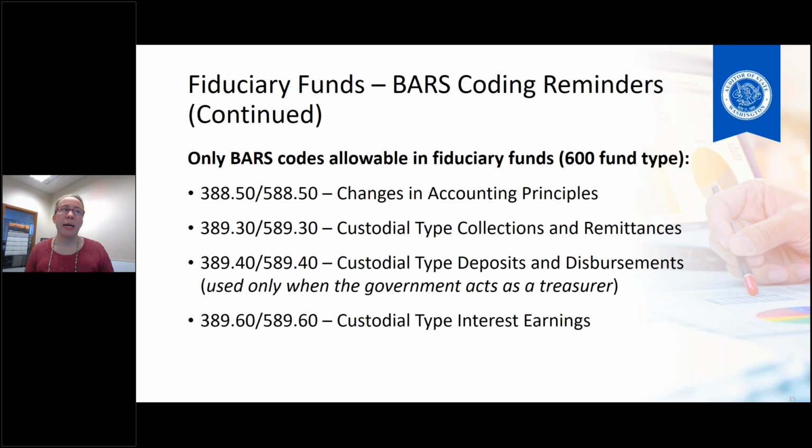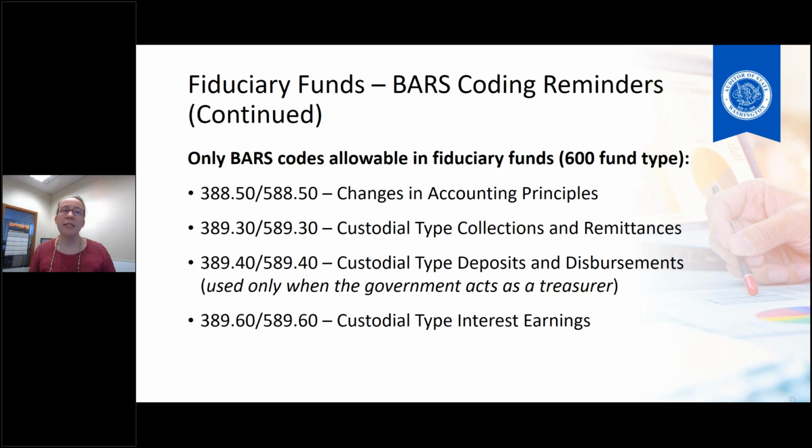Next, we have 38930 and 58930, which is our custodial type collections and remittances. This is if you are just collecting to remit to another entity. Our biggest examples here are the state portion of taxes, in particular sales tax and leasehold tax. We also see the state portion of building permit fees fall under this BARS code.